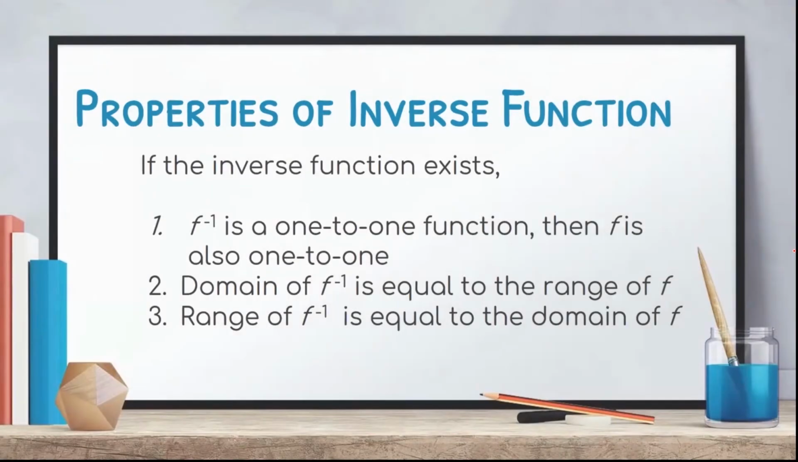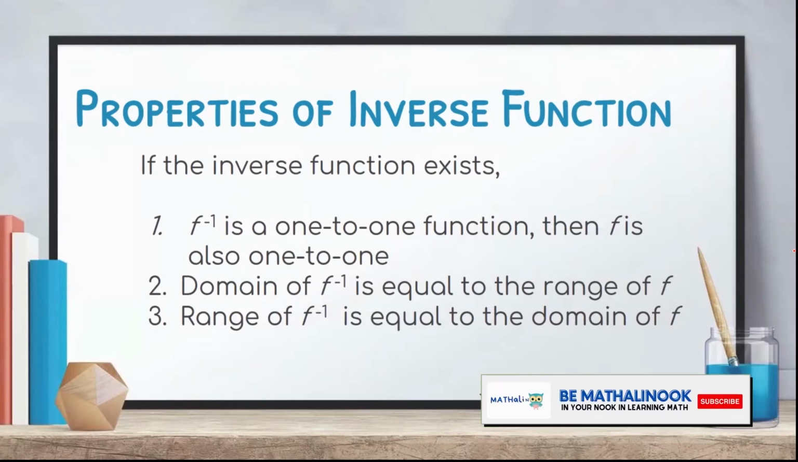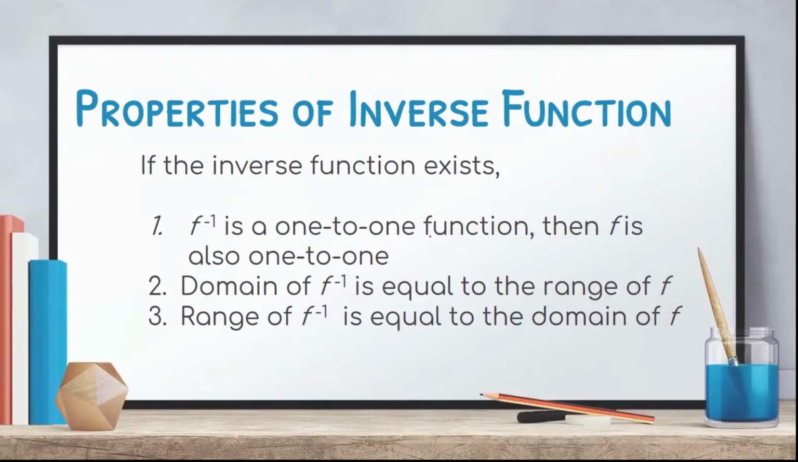With these definitions, the inverse of the function will have the following properties. Number 1, if the inverse of a function is one-to-one, then the function is also one-to-one. Number 2, the domain of the inverse of a function is equal to the range of the function. And finally, number 3, the range of the inverse of a function is equal to the domain of the function.